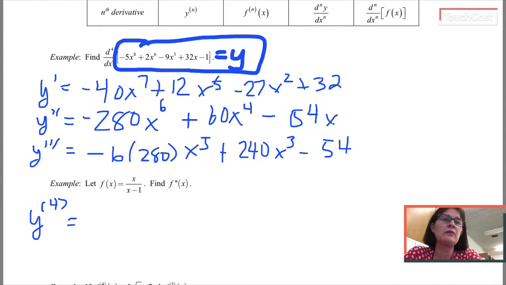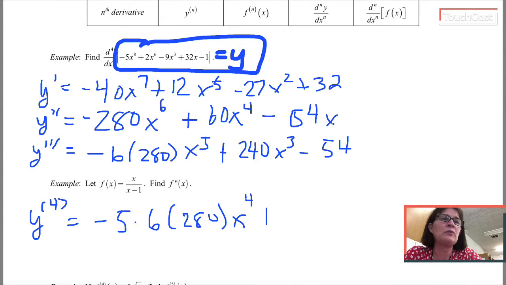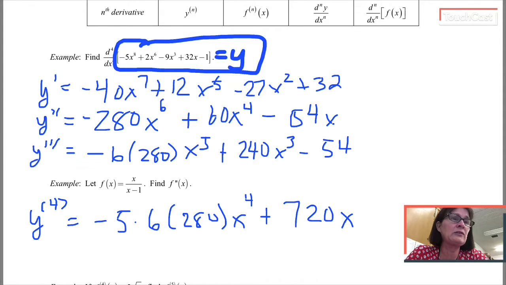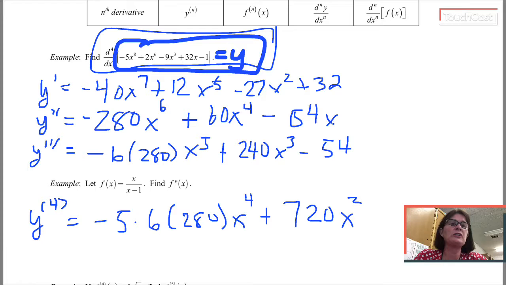The fourth derivative would be negative 5 times the 6 that's there times the 280 times x to the 1 less exponent, so x to the 4th, plus 3 times 24, that's 720 x squared. So the fourth derivative of this original function is equal to negative 5 times 6 times 280 x to the 4th plus 720 x squared. Final answer.